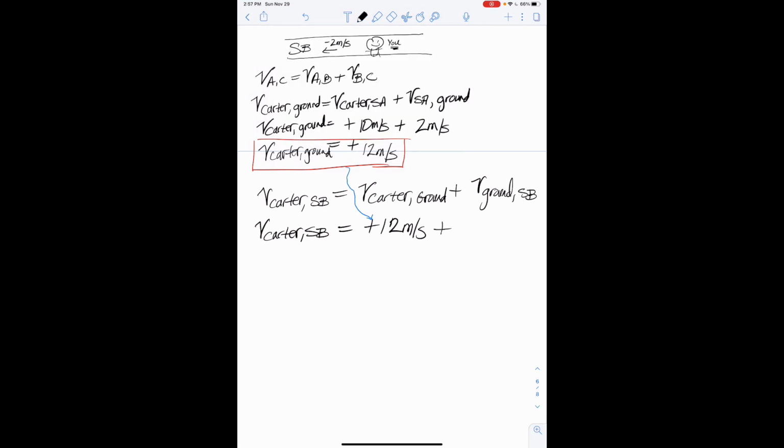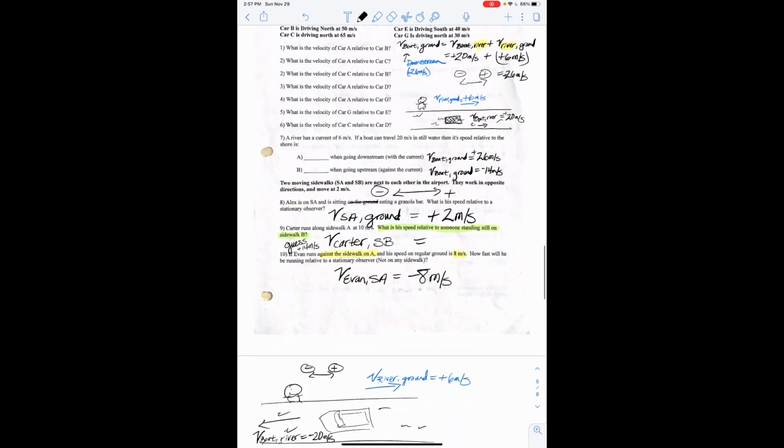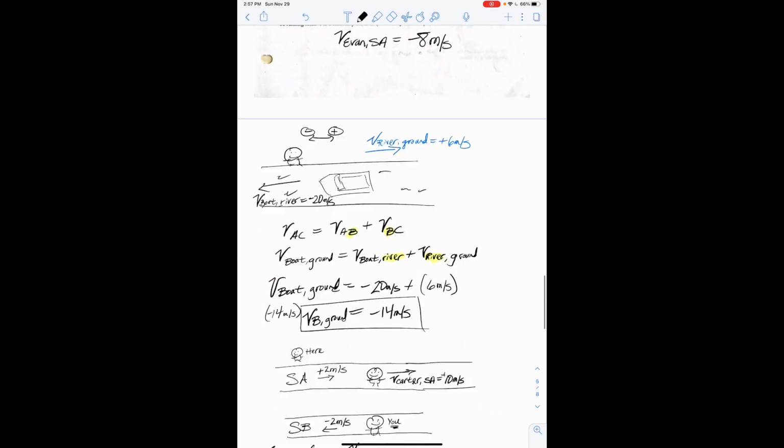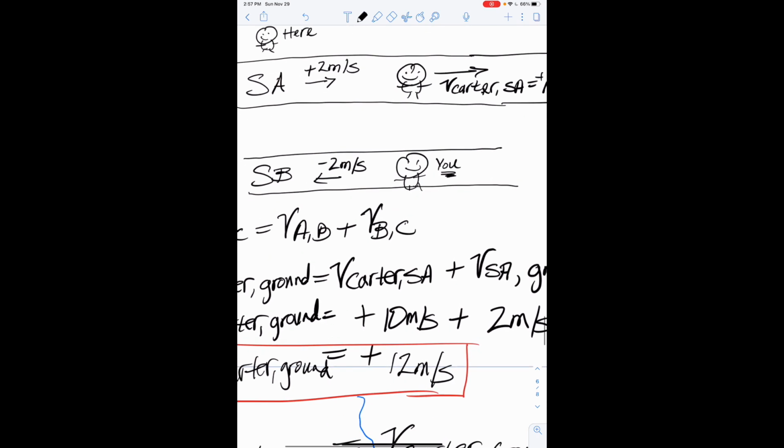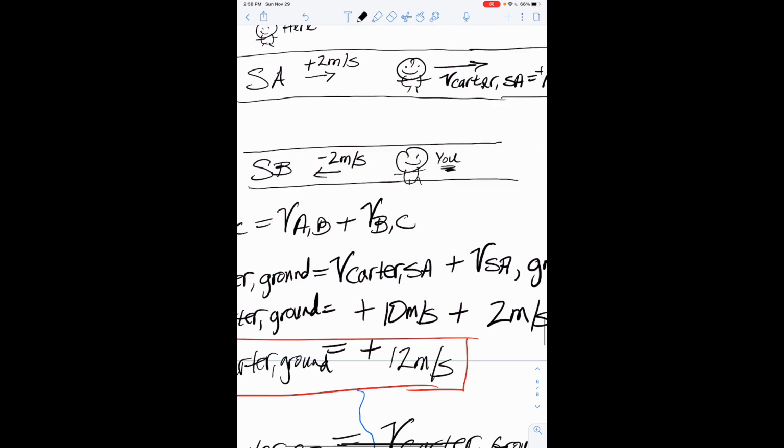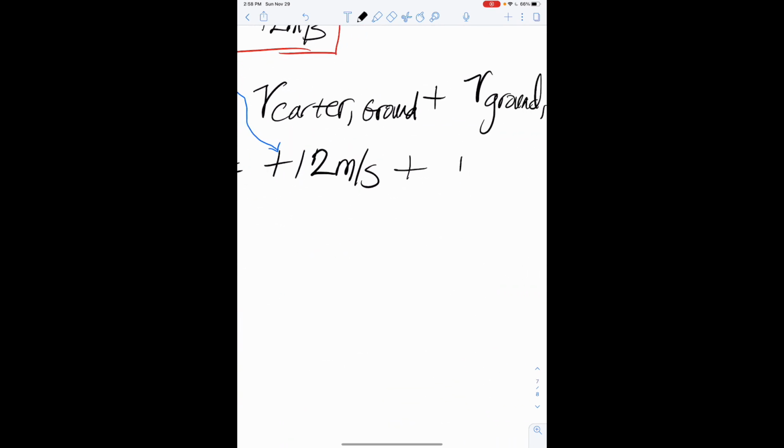So what would that be? Ground relative to sidewalk B. Well, if you're on sidewalk B and you look down, the ground appears to be moving 2 meters per second to the right, because you're moving 2 meters per second to the left. So you look down, the ground is moving backwards at 2 meters per second, which backwards for you would be right because you're moving left. Okay, so this is going to be positive 2 meters per second.